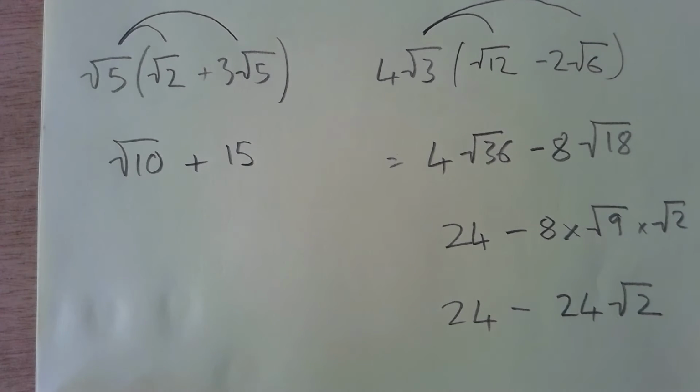Obviously we've got two 24s there, but that doesn't really mean anything. I've just got 24 minus 24 lots of root 2.